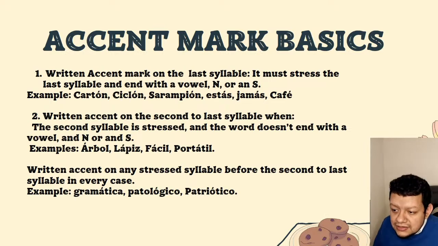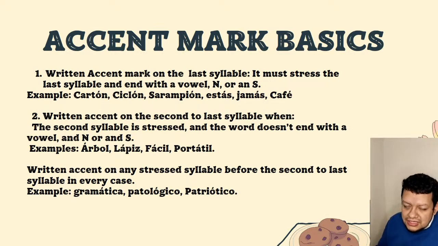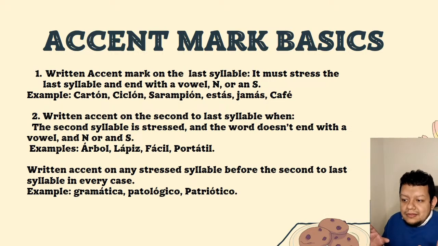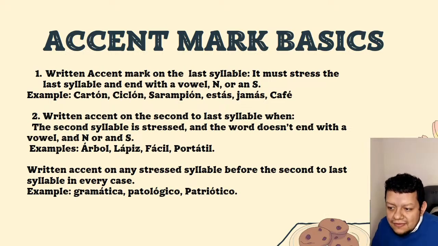Alright, and then the last basic rule. Now, these are basic rules that work most of the time, because there are some words that are just single syllable. We will go through those in more detail later on in streams. But the written accent goes on the syllable before the second to last syllable in every case. So if you see a word that's already getting to be 3 or 4 syllables long, you already know that this word is going to have an accent mark.